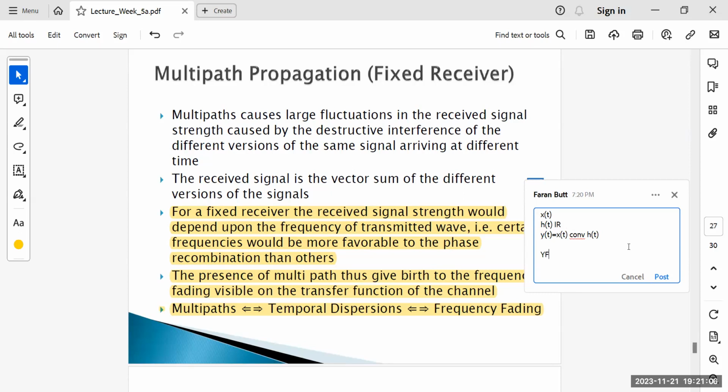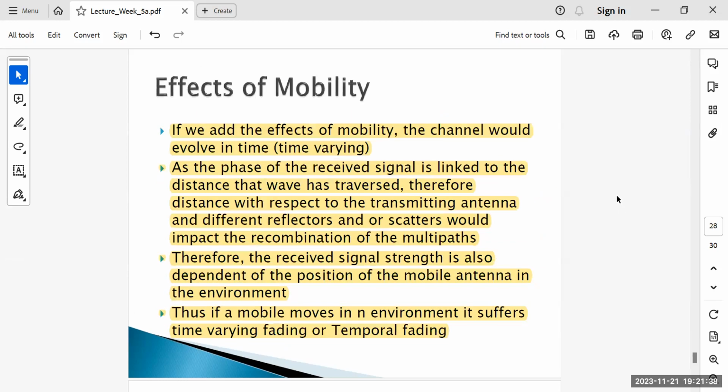But when we say y of f, this is the beauty of the frequency domain. We say x of f gets simply multiplied with h of f, where h of f is the transfer function of the channel. So in the time domain, you have to do the convolution. In the frequency domain, you have to do the simple multiplication. So that was a recap of this.